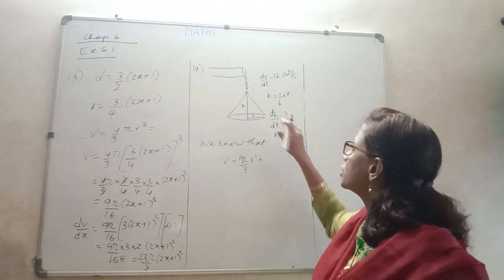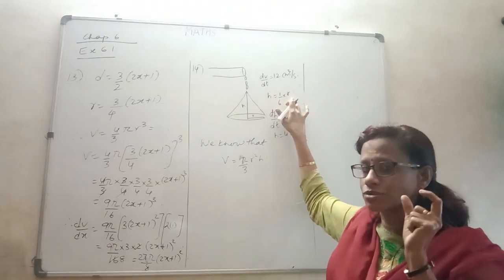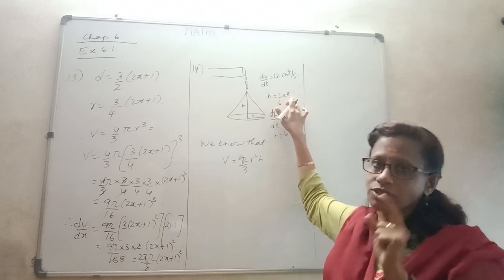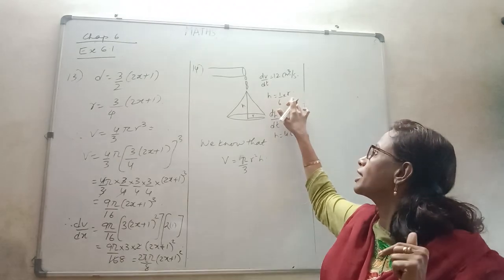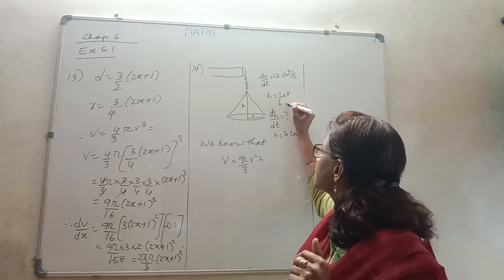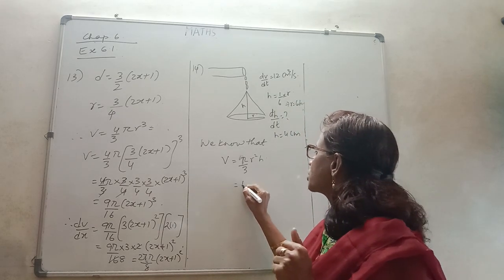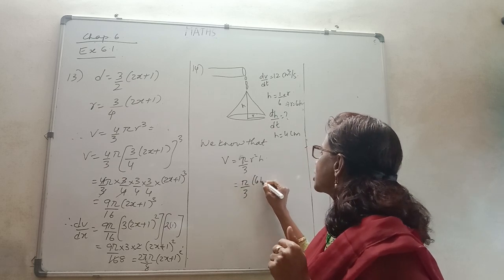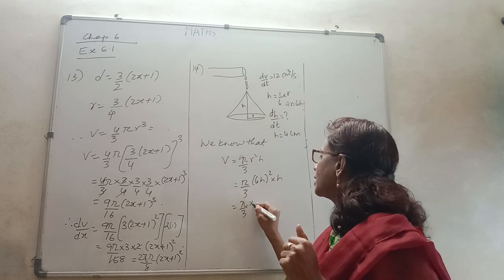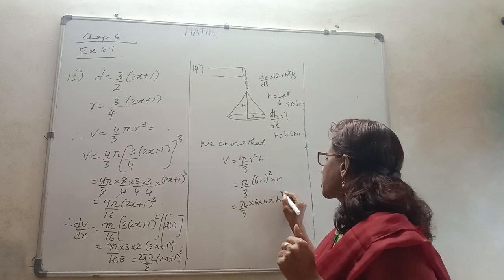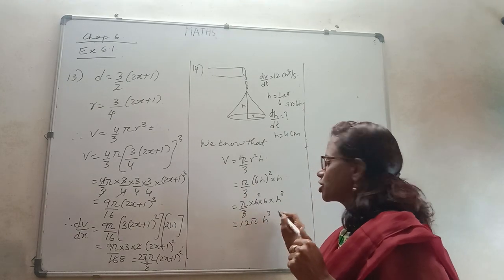Now how will we substitute? We know that the height is r/6. R has to go, h has to stay, because you have to find dh/dt. So it's better we substitute r. So r becomes 6h. We'll make that substitution. This is π/3 (6h)² into h. That means π/3 into 6 into 6 into h³. So 12π h³.